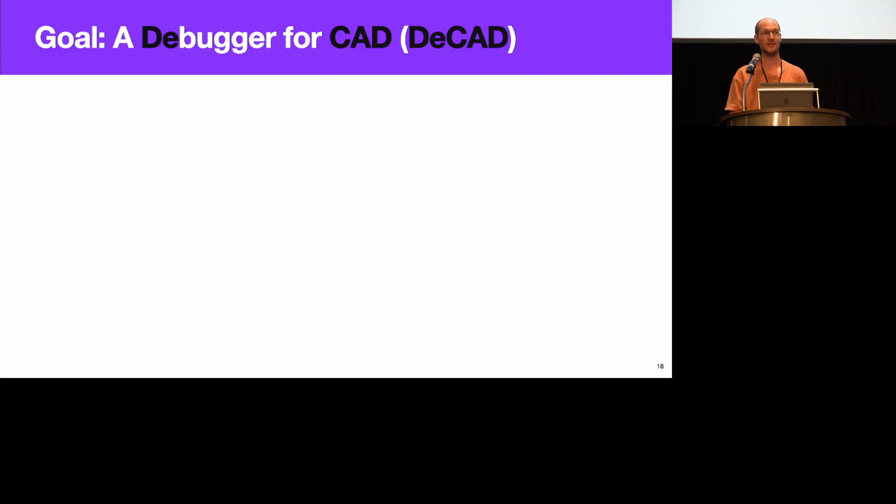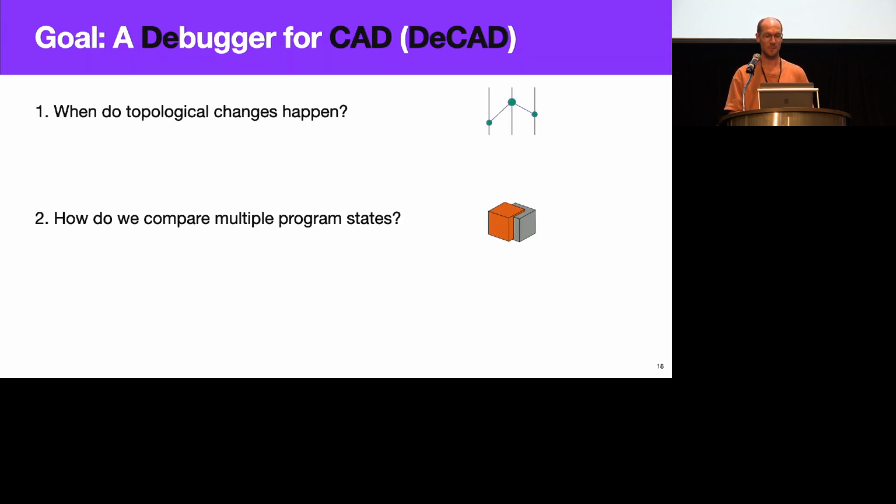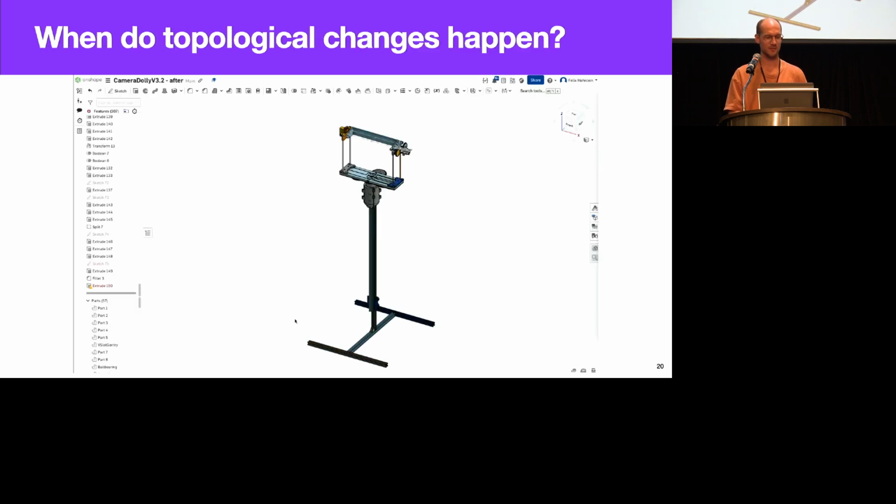And DCAD is designed to answer three specific questions. First, when do topological changes happen? Second, how do we compare multiple program states with each other in CAD? And third, how do we reduce visual complexity? So let's dive into the first question.